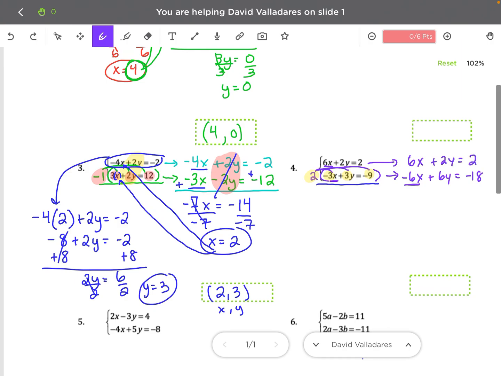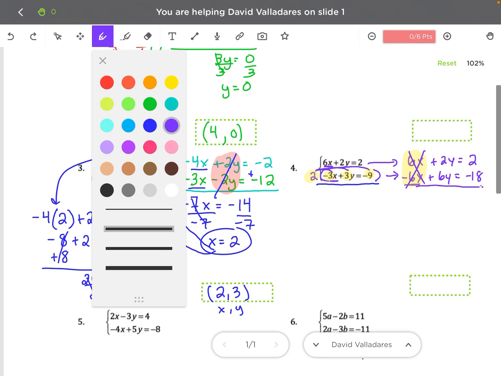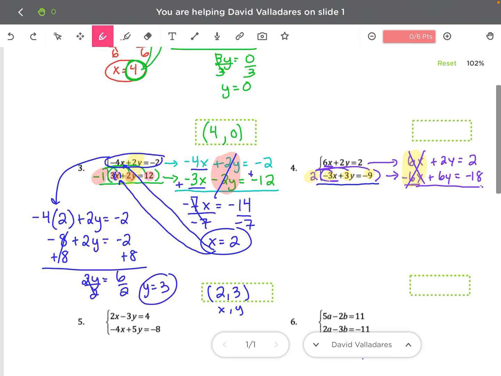So I have to think, what could I multiply by in order for these to cancel? And so now my 6x and my -6x, boop, boop, bye-bye. Okay, those cancel. And then I can go up and down and add. I get 8y. 2 minus 18 is -16. And then this part you guys can finish, okay? And then take your -2.